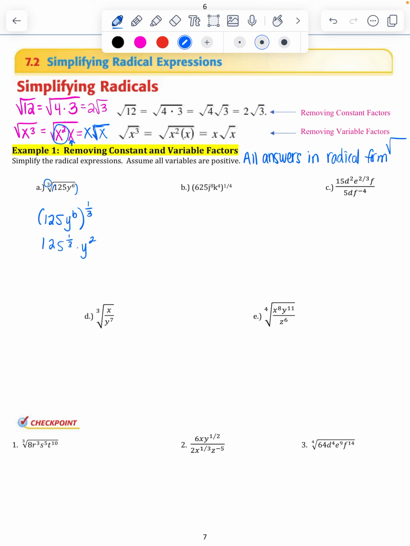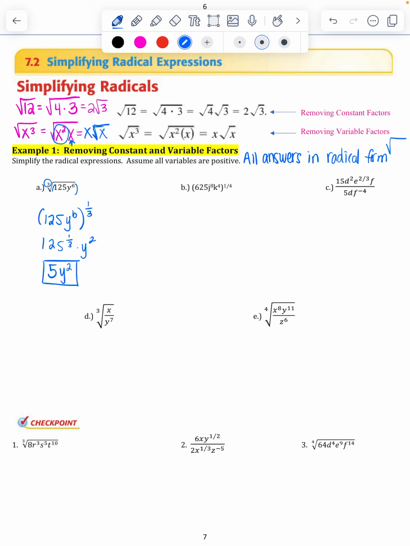125 to the 1/3 can be totally done in the calculator, but it also can be done, if we memorize it quickly, knowing that 125 is a perfect cube. 5 times 5 times 5 is 125. But 125 to the 1/3, same thing as the cube root of 125, just equals 5, and then we would have y squared. Now, here's the issue with this. It wants us to have all final answers in radical form, but this one actually didn't even need a radical. Radicals are when you would have a final answer that has an exponent that's a fraction. So this one, no radical is even in the actual answer. So that would just be the final answer for that.